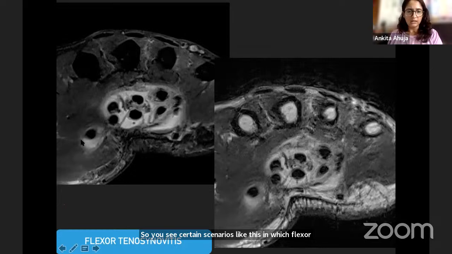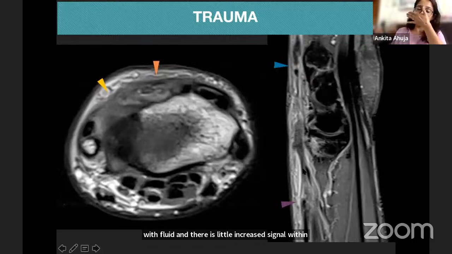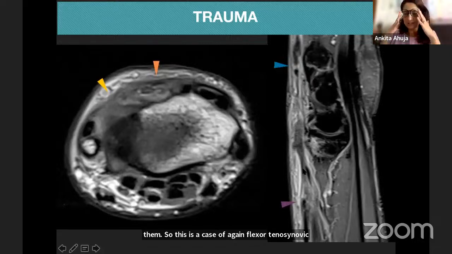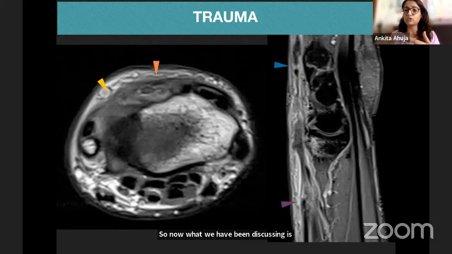Another case in which you see all the tendon sheaths are flooded with fluid and there is slightly increased signal within them. So this is again a case of flexor tenosynovitis. So what we have been discussing initially is the friction, which is much more common in the extensor compartment. And that is something which you're going to encounter most often in your clinical practice.